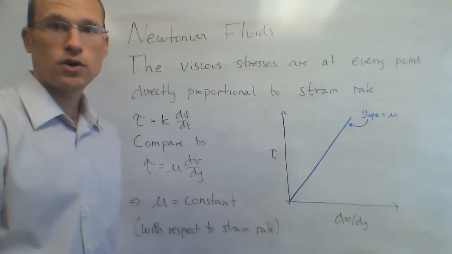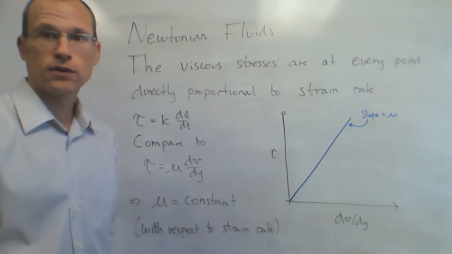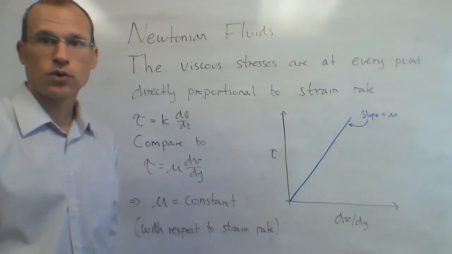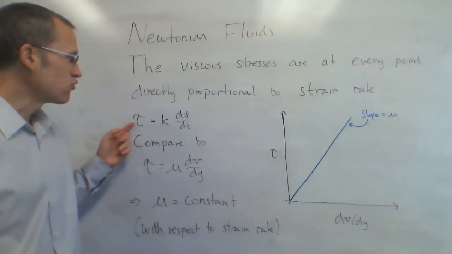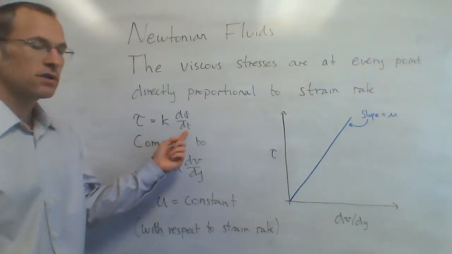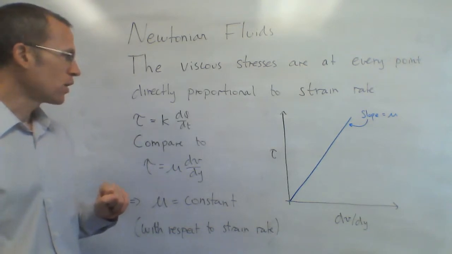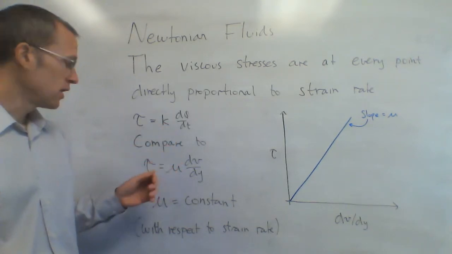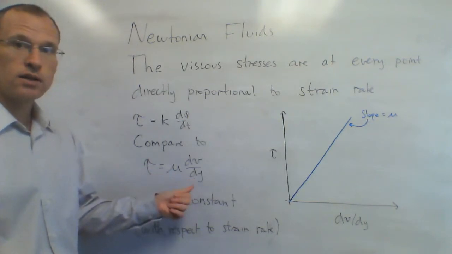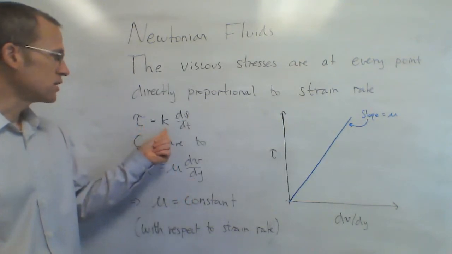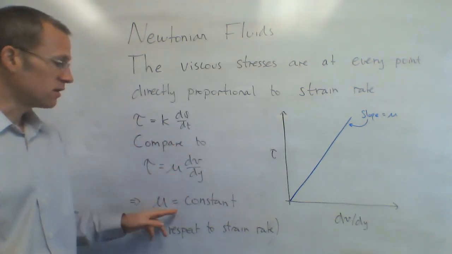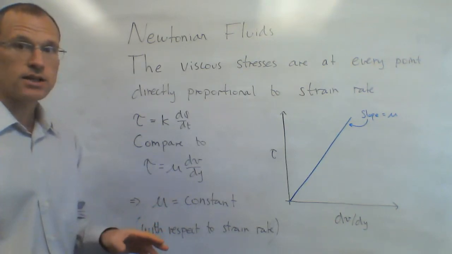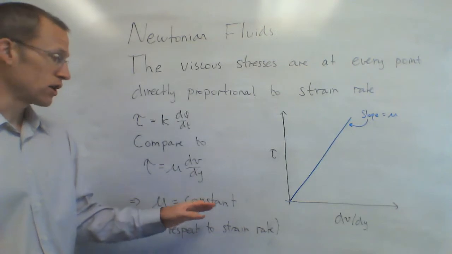The next definition is something called a Newtonian fluid. The definition of a Newtonian fluid is that the viscous stresses are at every point directly proportional to the strain rate. Turning that into a mathematical statement, my shear stress tau is directly proportional, so some constant times the strain rate. Now I want to compare that equation to the one we just derived for shear stress, which was viscosity times strain rate. Basically what I can see from this is that I need some constant times strain rate, and I have viscosity times strain rate. So for a Newtonian fluid, my viscosity needs to be a constant, and that constant is with respect to the strain rate dv dy.